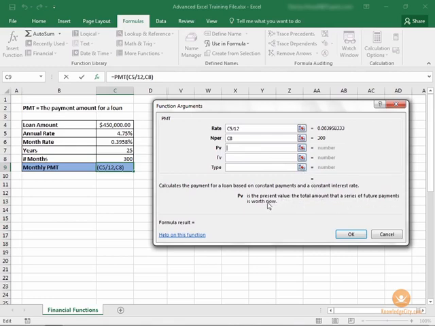The next piece of information is PV, which stands for present value, the total amount that a series of future payments is worth now. Basically, this means what is the loan amount? And in our case, the loan amount is here. It's $450,000. We're going to choose C4 as our loan amount.